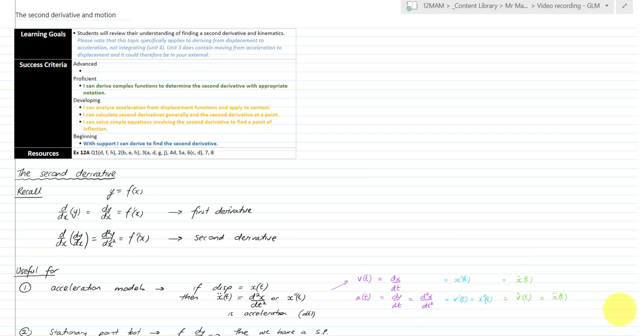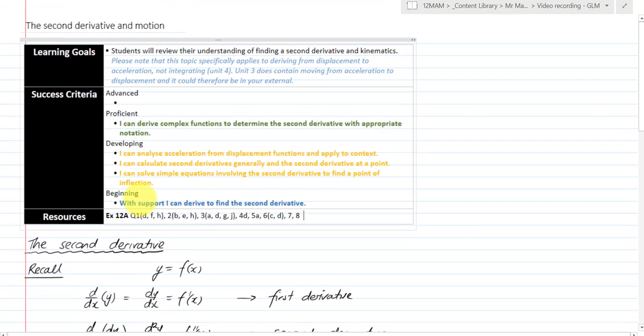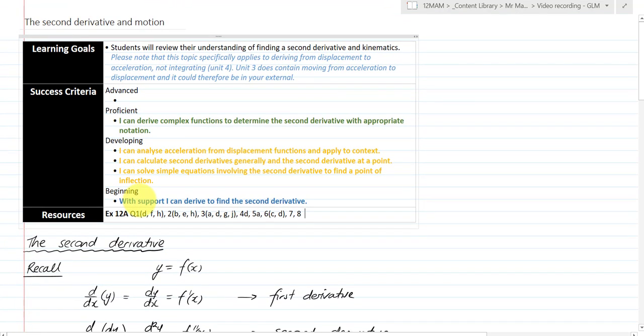So you've done kinematics before, you've done motion before in Math Methods, and you've moved between displacement and acceleration with velocity in between before. This specifically looks at deriving to get to acceleration. It does not consider moving backwards. Although moving backwards is obviously integration, and you've done integration in Unit 3, so therefore it is fair game on your external exam. Just be aware it's not fair game in this topic, the way that it's set out. But anyway, let's have a look at the second derivative of motion.